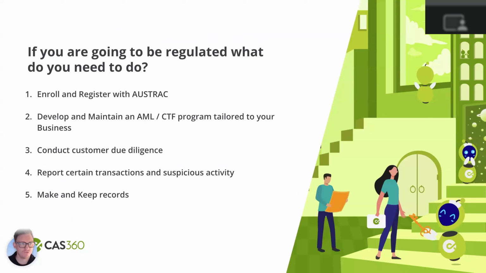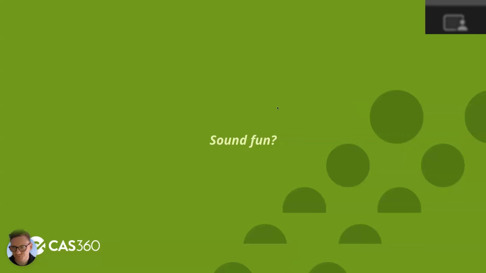So if you are offering those services, what do you need to do next? First and foremost, you need to enroll with AUSTRAC, and I'll go into these steps in a little bit more detail. You need to develop and maintain an AML or counter-terrorist financing program tailored to your business. You will need to conduct customer due diligence, report on certain transactions and suspicious activity, and obviously make and keep records.